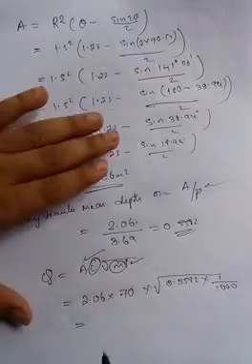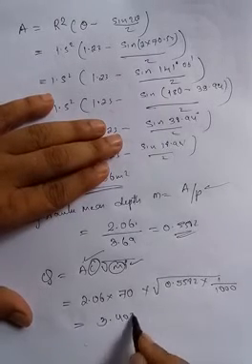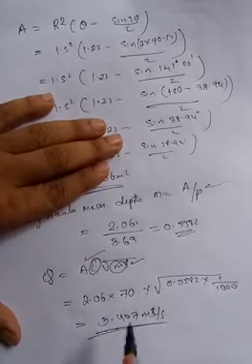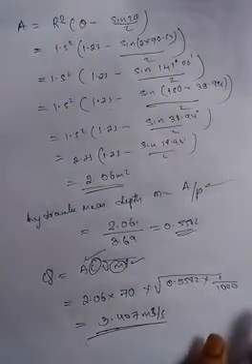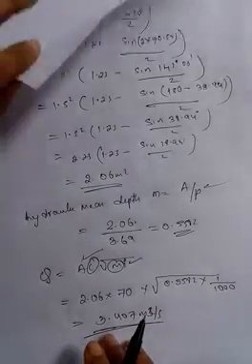Okay, you got the discharge is 3.407 meter cube per second. You got the value of the discharge is 3.407 meter cube per second.